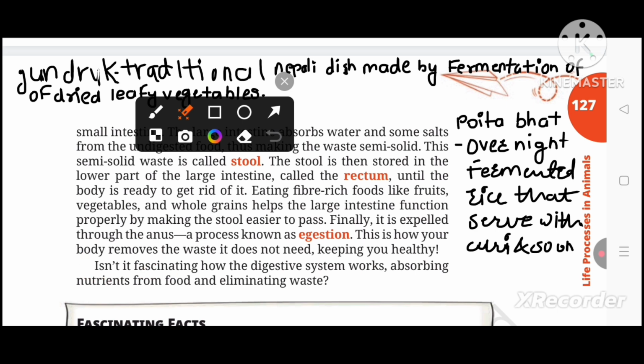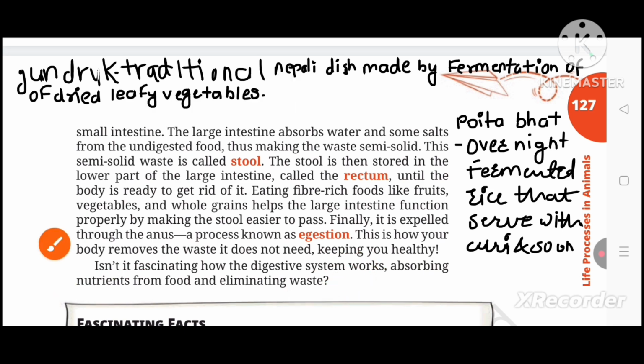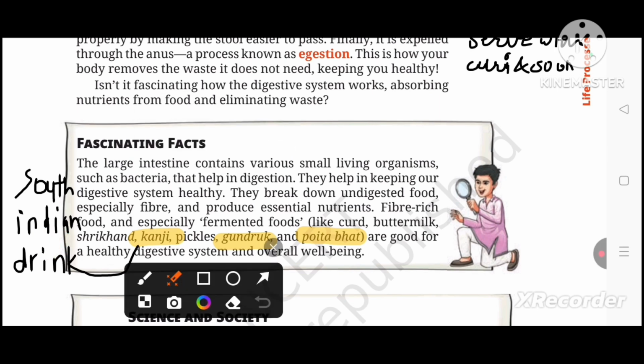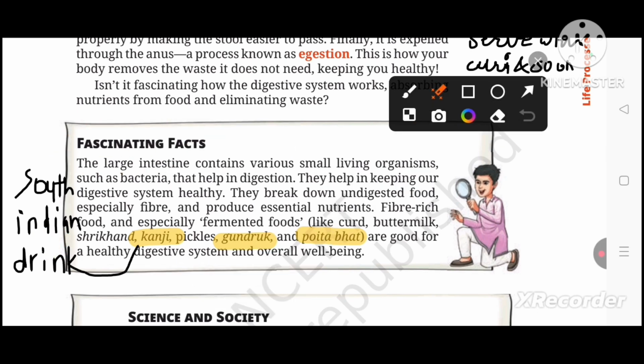Isn't it fascinating how the digestive system works, absorbing nutrients from the food in the alimentary canal? Yes, it is very surprising, fascinating fact that the large intestine contains various small living organisms, such as bacteria. They help in digestion and in keeping your digestive system healthy.